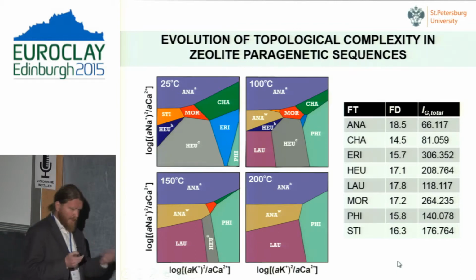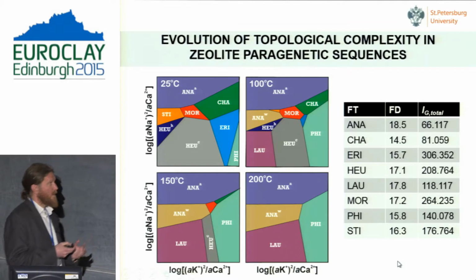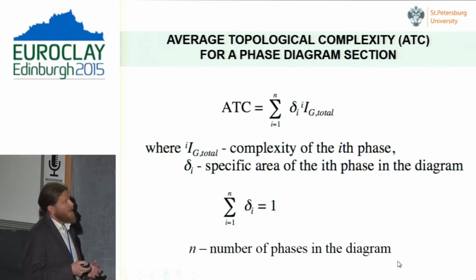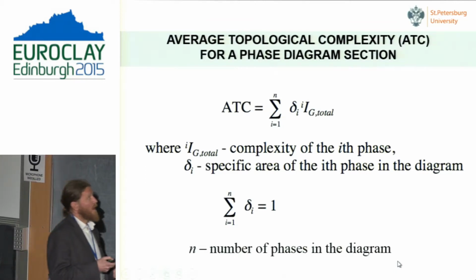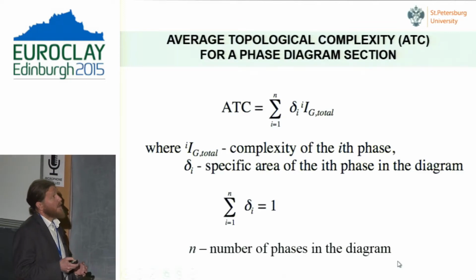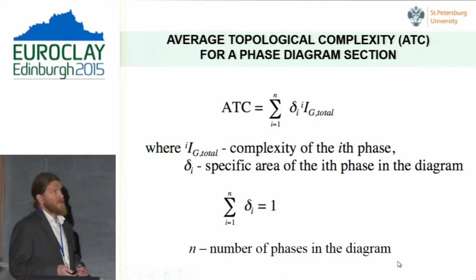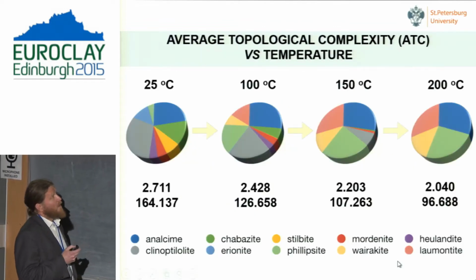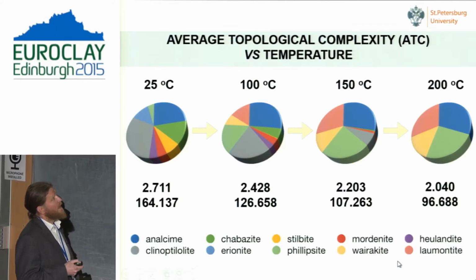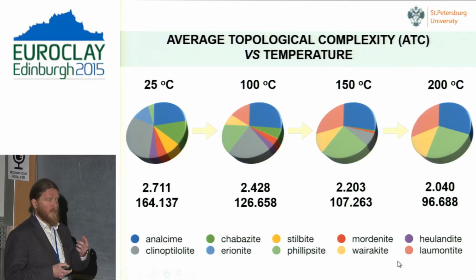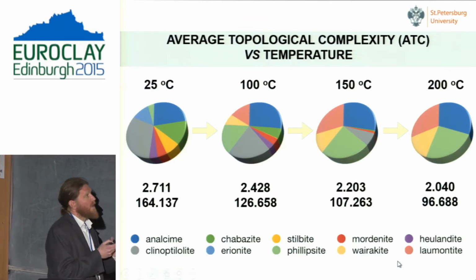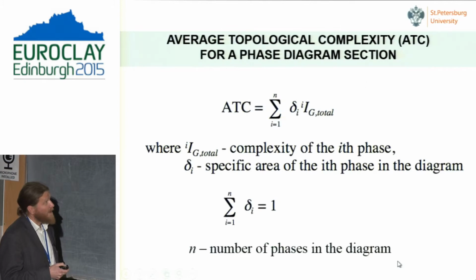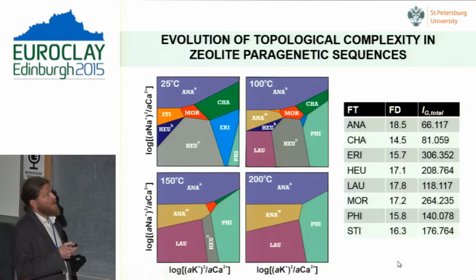And in order to calculate the average complexity of a particular section of the phase diagram, we can apply what we would call average topological complexity. We take a specific area of some particular phase in the diagram, normalized to 1, and then we multiply this by the complexity of that phase, expressed in bits. We can use either bits per atom or bits per unit cell, and then we can calculate complexities for different temperatures. It's interesting that with increasing temperature, the complexity of phases which occur in these particular geochemical environments is decreasing, both in terms of information per atom and in terms of information per unit cell. And I would say also that the diversity of the phase diagrams is also decreasing.